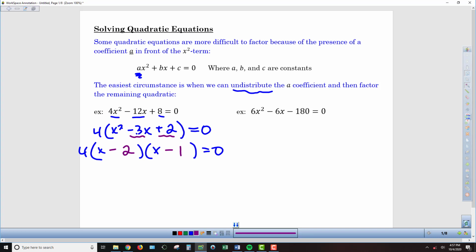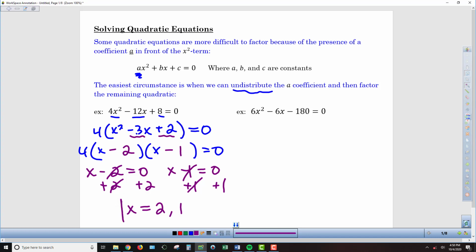So at this point, we can go ahead and take each of these sets of parentheses and set them equal to 0. Again, the 4 plays no part in this because there's no variable attached to it. So I've got x minus 2 equals 0 and x minus 1 equals 0. In both cases, I'm going to solve these mini equations by just moving the integer piece to the other side. And so the two answers that we get are 2 and 1.